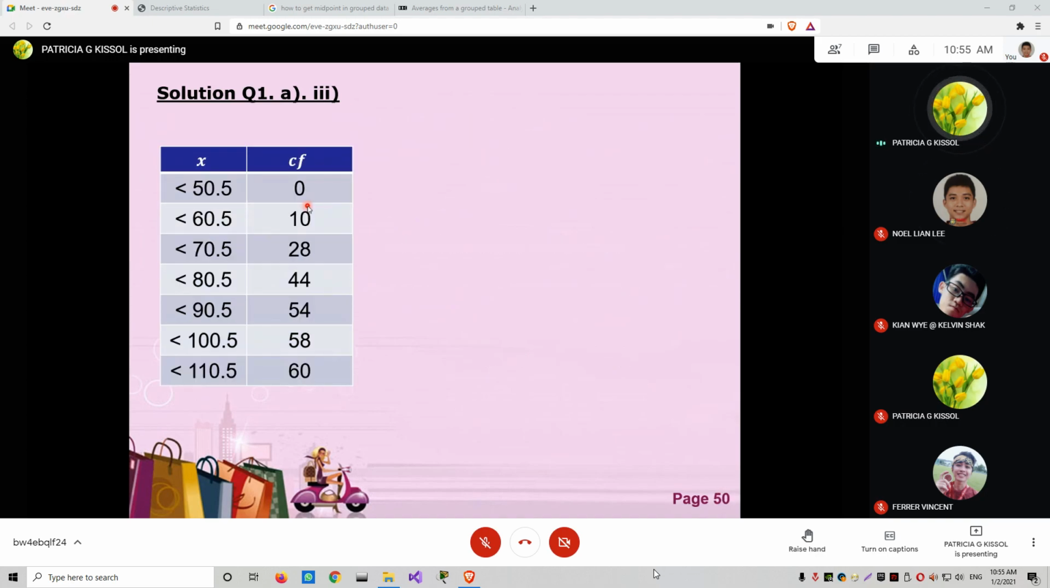So the next one is, if I'm not mistaken, the quartiles. So quartile 1 is 60 divided by 4. So we get 15 position. So 15 position, 10 is too small, right? Still referring to the cumulative frequency. 10 is too small, so we take 28. So 28, that means corresponding to 61 to 70. But actually, it is 60.5 to 70.5. Should have written that instead of writing the original data.